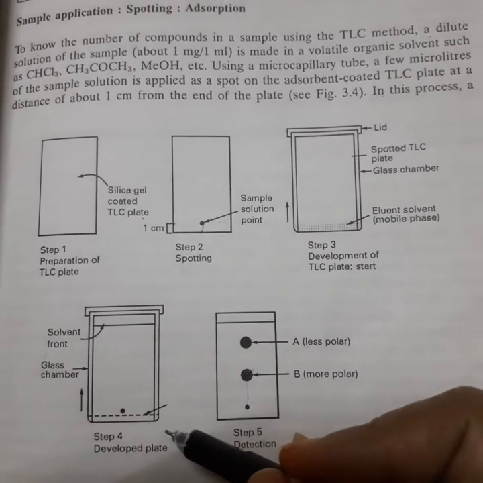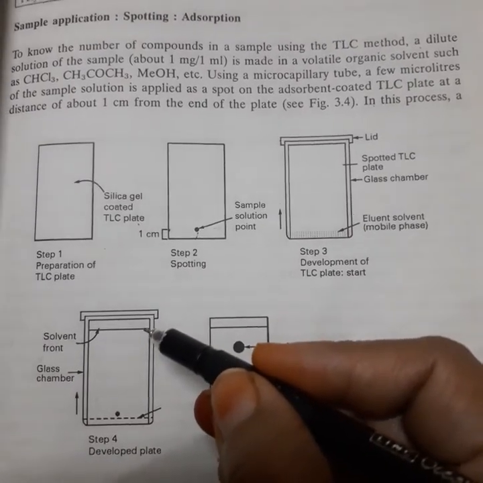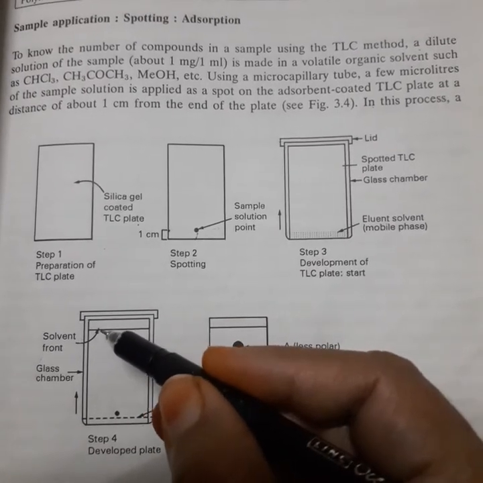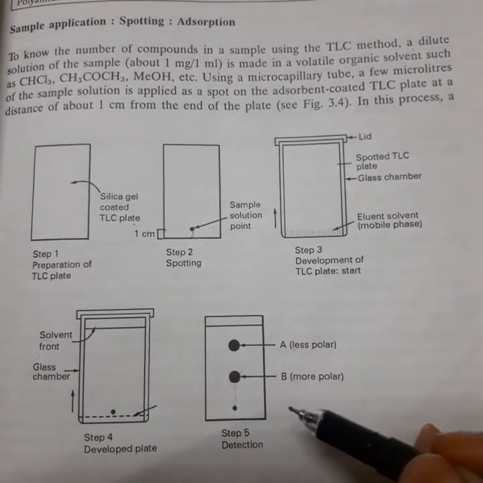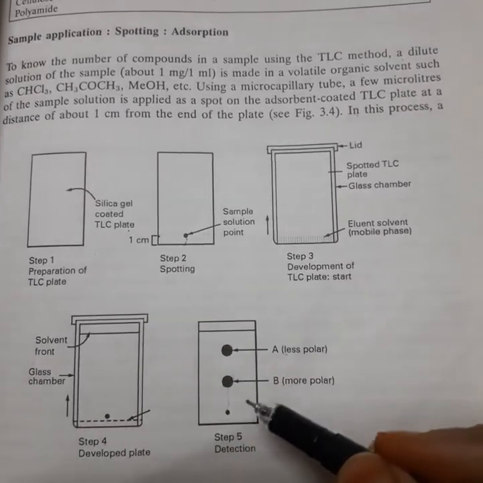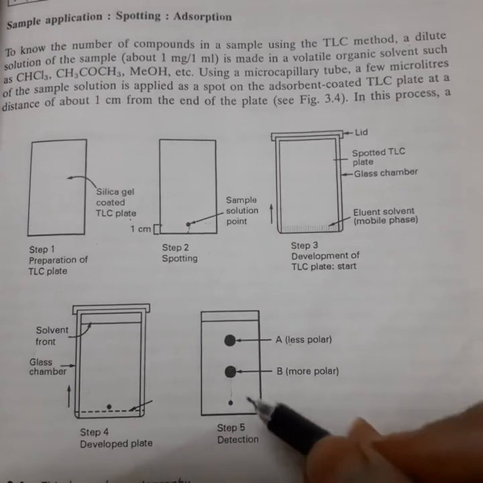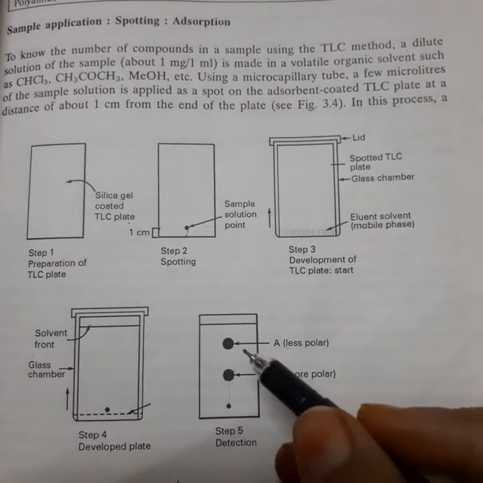After some time, we will observe that the solvent will move up and reach the 4 by 5th level of this slide. So you need to mark it down using a pencil, that is called the solvent front, and remove the TLC plate from the chamber and leave it for 5 minutes. You will observe that there are two spots clearly. One is B and one is A.